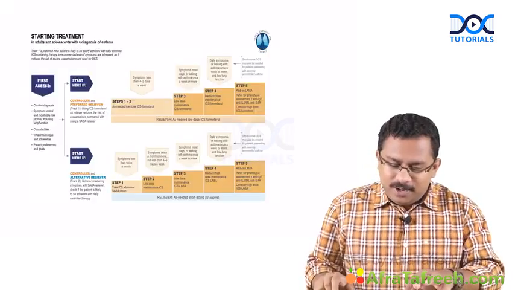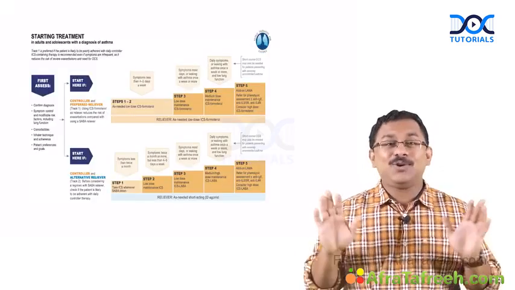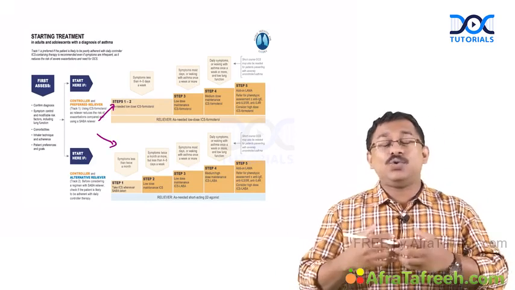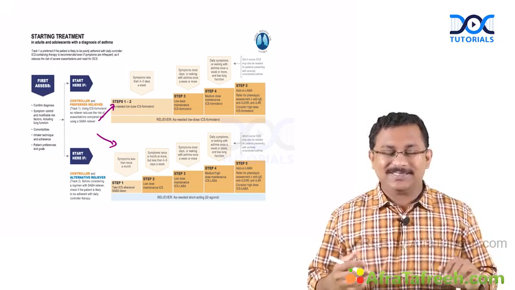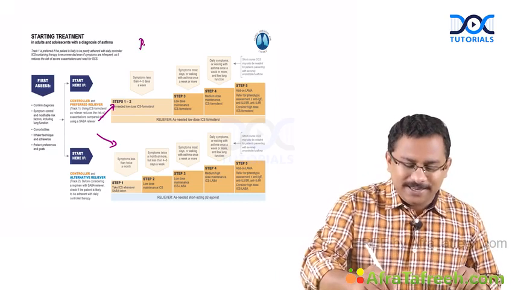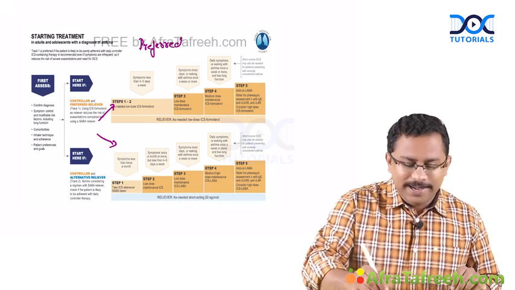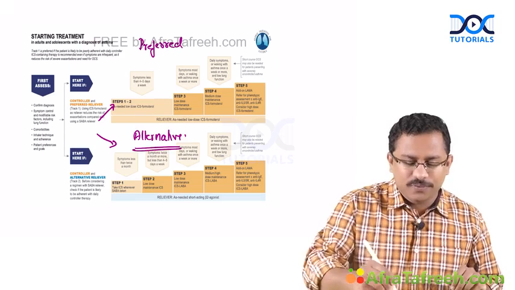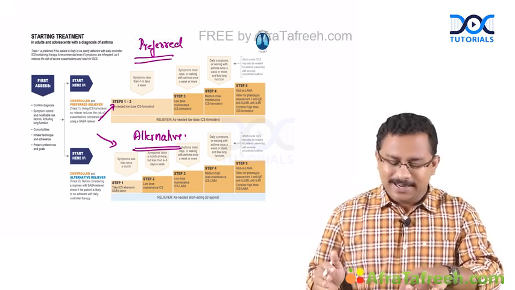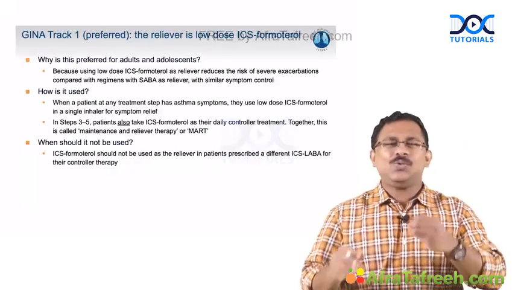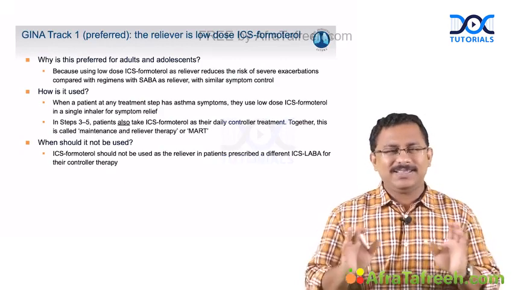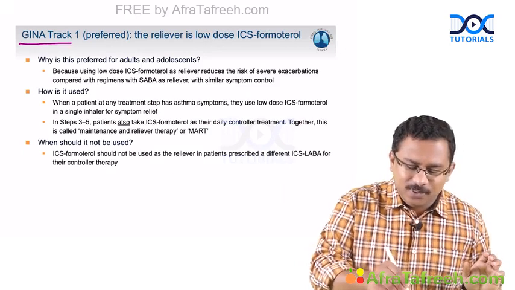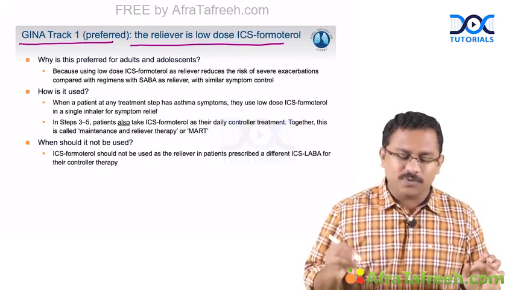Okay, important. I hope you are able to make sense out of the 2 guidelines, or 2 tracks, track 1 as well as track 2. The preferred track is the above one, and the alternative approach is the below one. When to go for the alternative approach is also very clear now. Just to reinforce whatever we have learned, this slide is also from GINA. So GINA track 1 preferred, the reliever is low dose ICS formoterol.